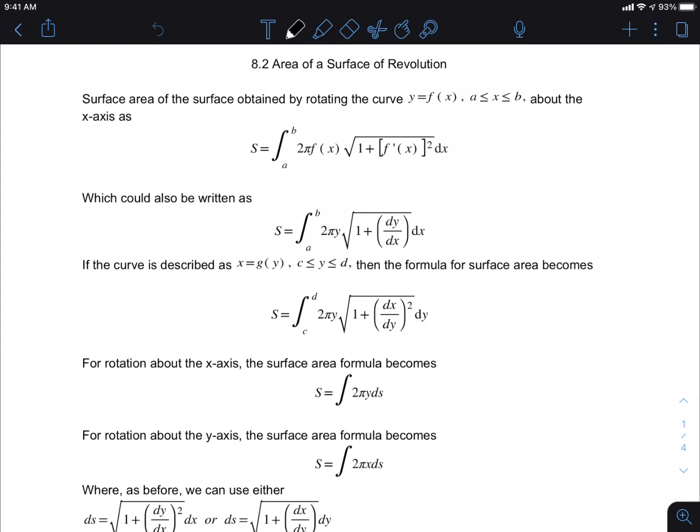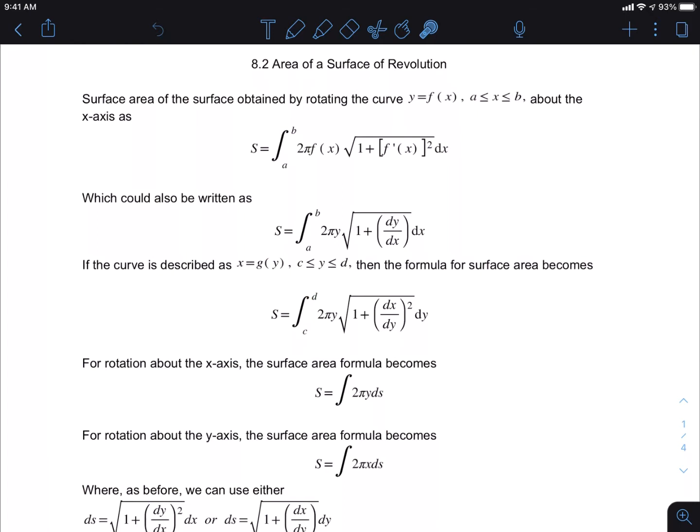Both of these equations right here, this one and this one, are rotations about the x-axis. It's just depending on what bound you're using. You see how this is in terms of y bounds, and this one is in terms of x bounds. So the a and b here would be x values, the c and d here would be y values.